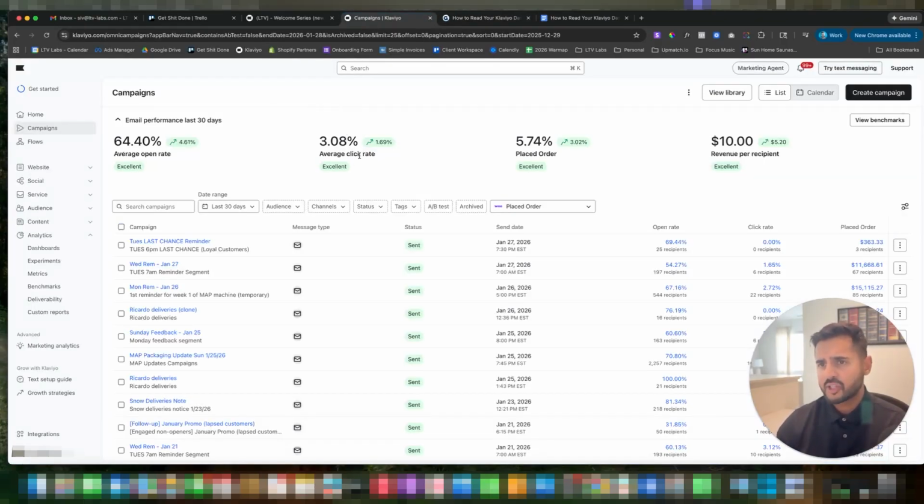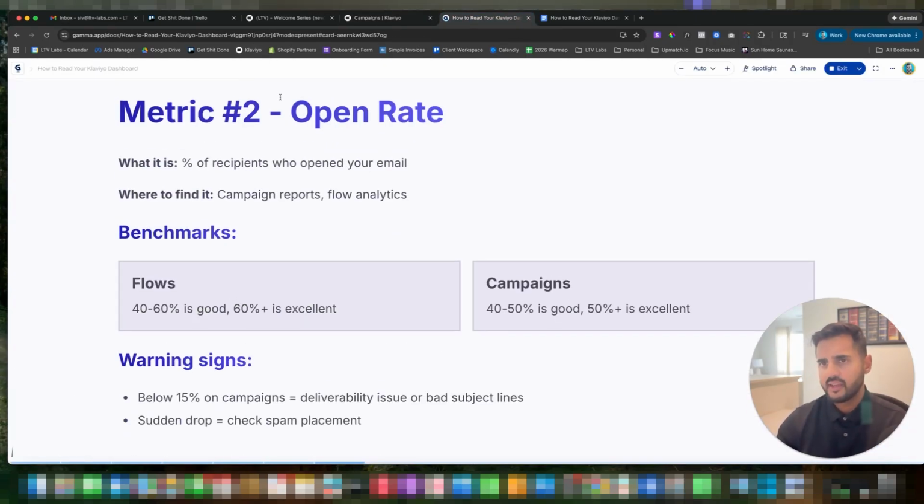Right here, the average click rate is 3.08%. This is actually up 1.7% since the previous 30 days. So that's where you'll find the click rate in terms of the campaigns over the last 30 days. Again, you can also dig into the dashboards and metrics to see what that historically looks like over the course of 90 days, 120 days, 6 months, etc. Let me actually show you. Go back to the open rates right here.